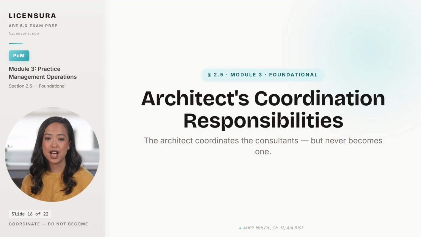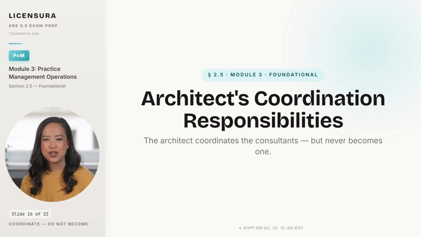That distinction sounds obvious, until you watch a young project manager redline a structural drawing, override a mechanical engineer's load calculation, or sign off on an electrical detail the engineer was paid to take responsibility for. Every one of those moves quietly transfers liability from the consultant to the architect. And most of the architects who do it do not realize until the claim arrives years later.